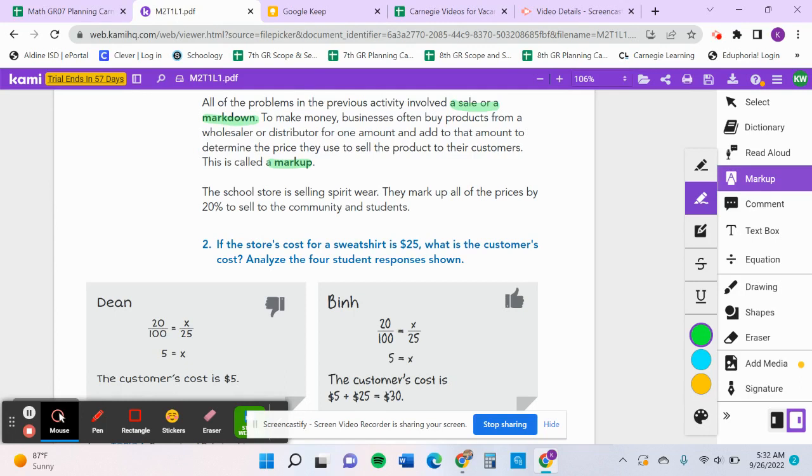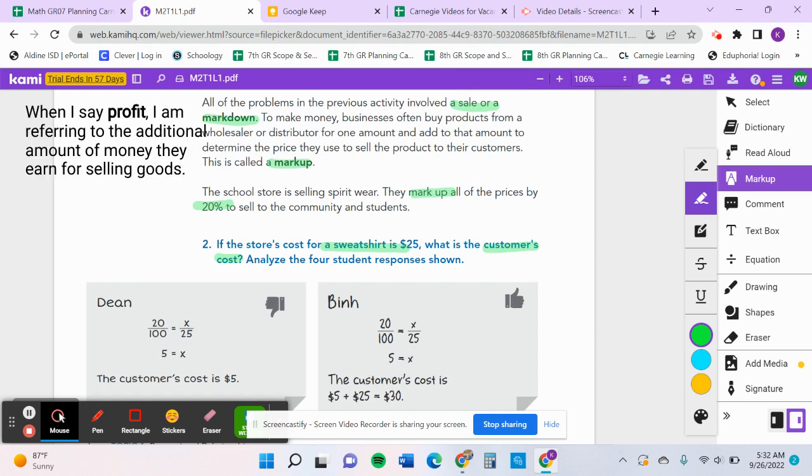It says the school store is selling spiritware. They mark up, vocabulary word, all the prices by 20%, to sell to the community and students. Number 2 says, if the store's cost for a sweatshirt is $25, what is the customer's cost? What is the customer's cost, okay? Analyze the 4 student responses. So this is saying that the store purchased the sweatshirts for $25, and they now have to mark up those prices by 20% in order to make a profit.